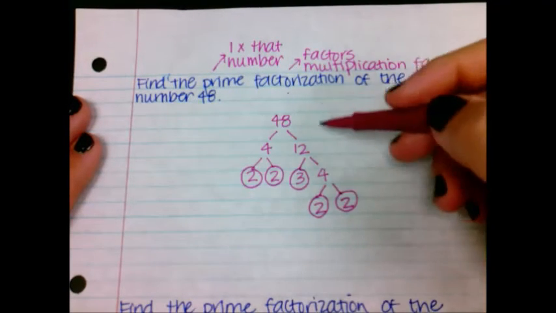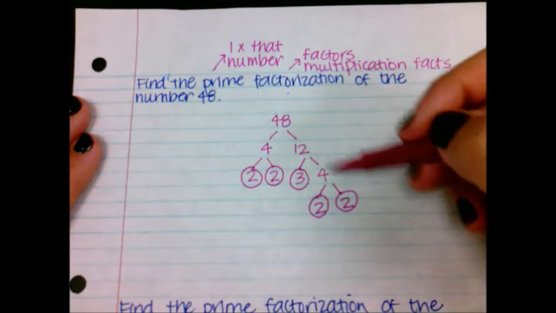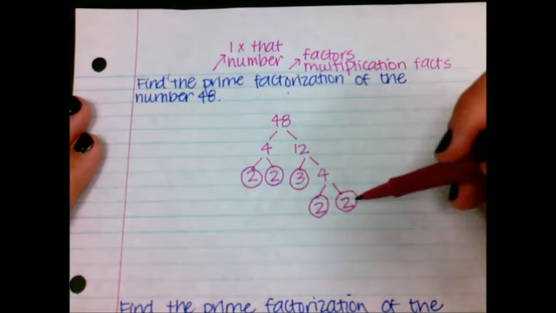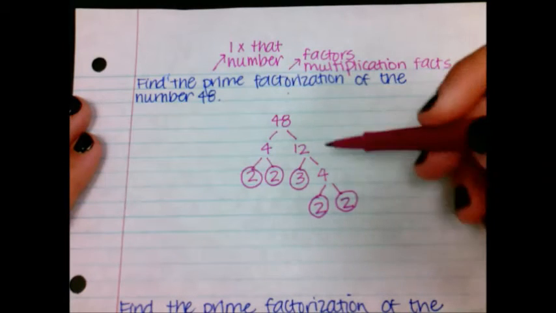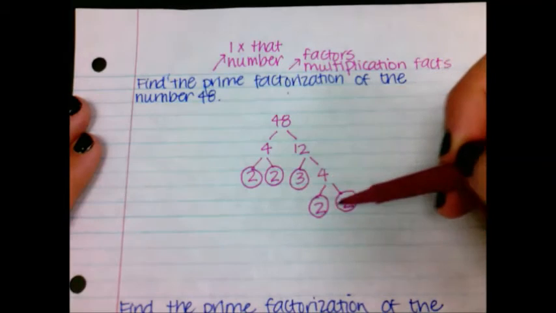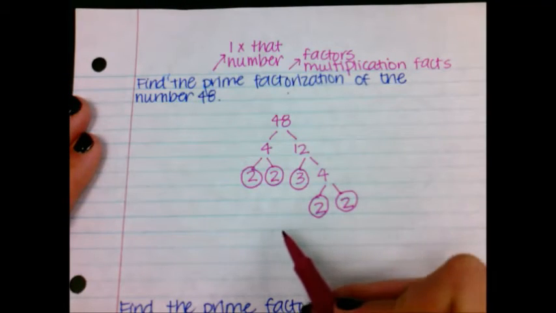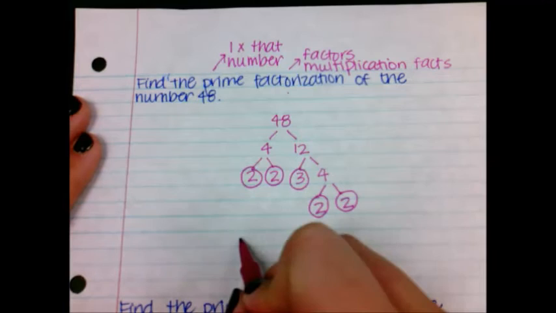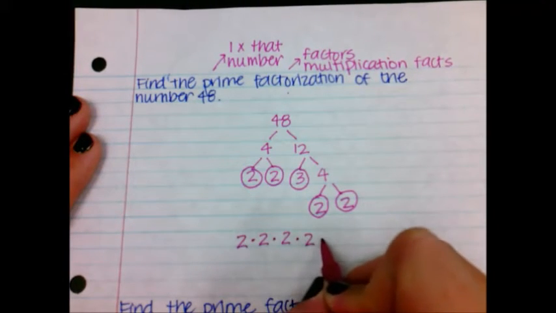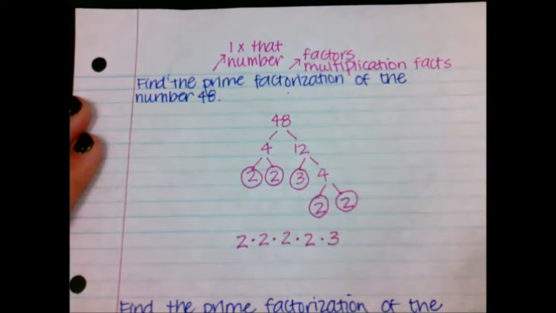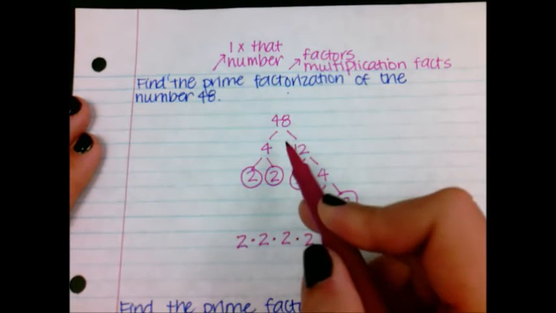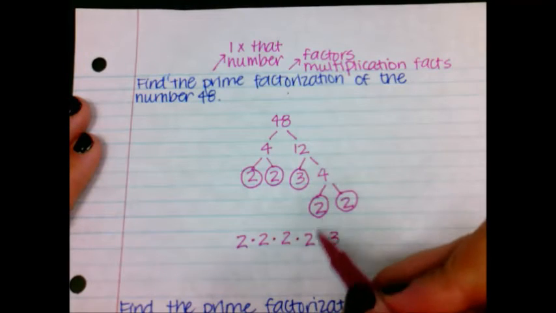I'm finished with my prime factorization when all of my branches of this little factor tree have ended at prime numbers. Next, I'm going to take all of these prime numbers down here at the bottom, and I'm going to write them out in order from least to greatest. So 2 times 2 times 2 times 2 times 3. If I multiply all of these together, I should get 48. That's a great way for me to check my work.